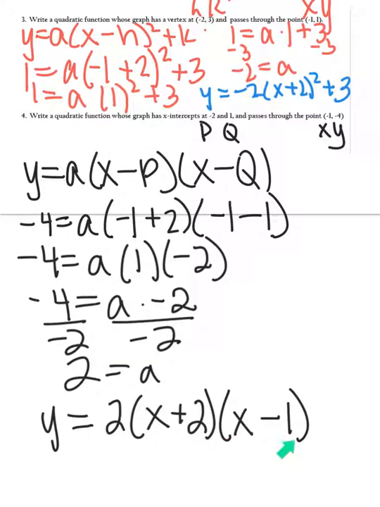So again, plug it into y equals in your graphing calculator and make sure that that point's on there and that these two are your x-intercepts. So that should be negative 2, 0, and 1, 0 as well.